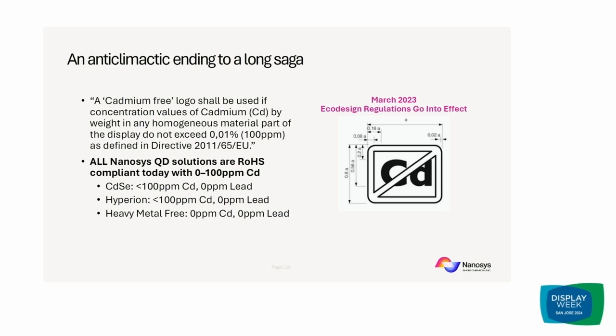So as of March 2023, new regulations went into effect. You'll see products labeled with this no cadmium symbol, which indicates that the concentration of cadmium is less than 100 parts per million. So this is the current status in terms of regulation. And again, these laws apply to Europe, but many display manufacturers prefer to make a consistent product across all markets instead of differentiating into different systems.